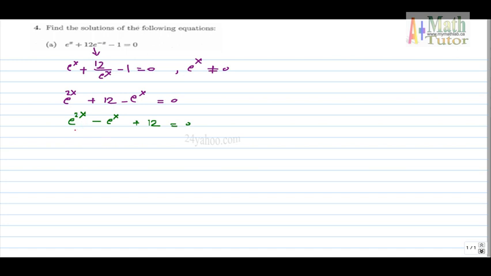If you don't realize that this is a trinomial, a quadratic equation of exponent 2, then you can just replace e to the x by a certain variable. Then the equation e to the x to the power 2 minus e to the x plus 12 equals 0 is simply written as u to the power 2 minus u plus 12 equals 0. Now again, as we said, what are the two numbers that you multiply, you get plus 12, and you add, you get minus 1?